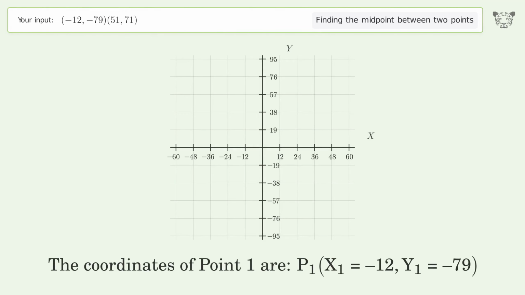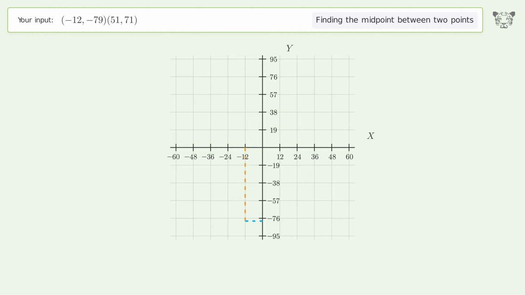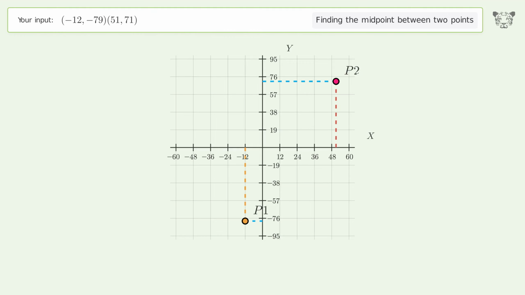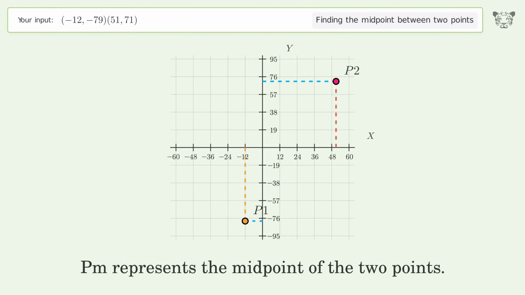The coordinates of point 1 are, x1 equals -12, y1 equals -79. The coordinates of point 2 are, x2 equals 51, y2 equals 71. PM represents the midpoint of the 2 points.